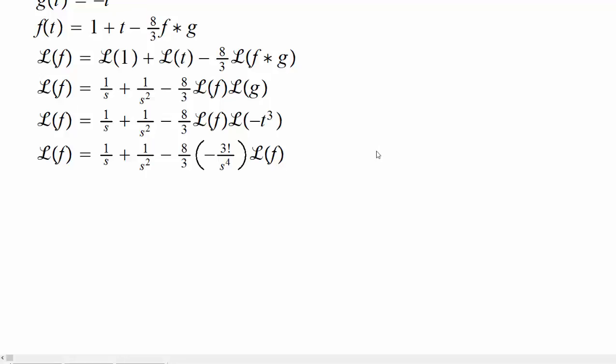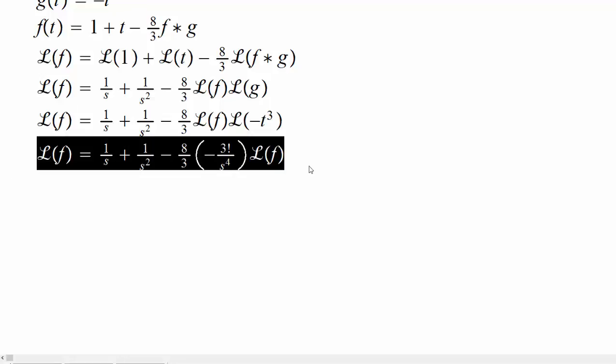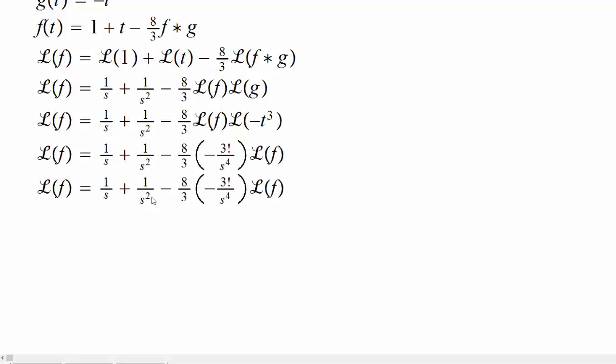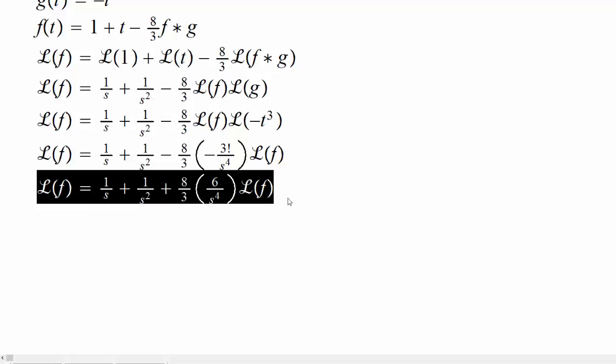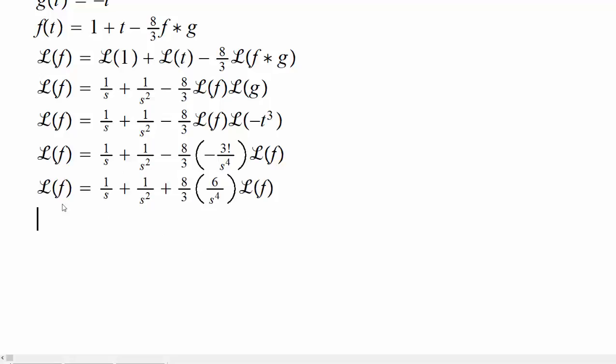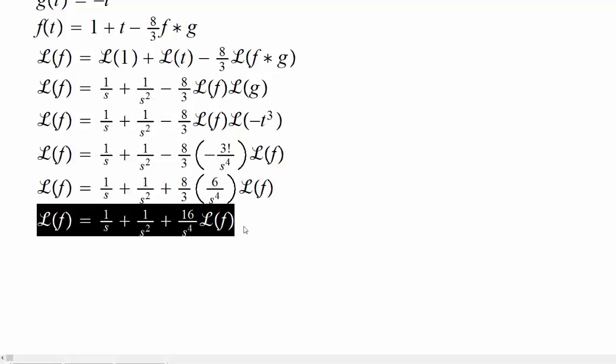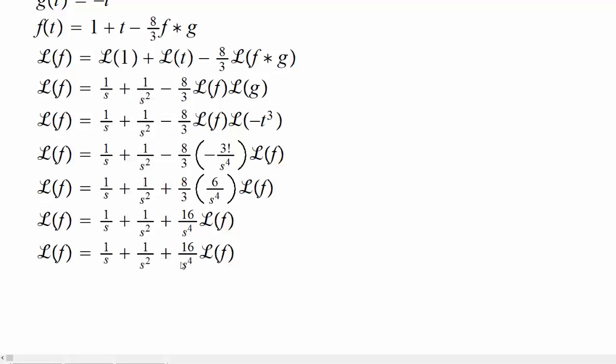Then we have this negative, and this negative will become positive, I'm sorry. 3 factorial becomes a 6, and this 6 over 3 will change to 2. All right, and 8 times 2 would be how much? That will be 16. So that's what we get. Now let's move this over to the other side of the equation. We will do that in the next step.